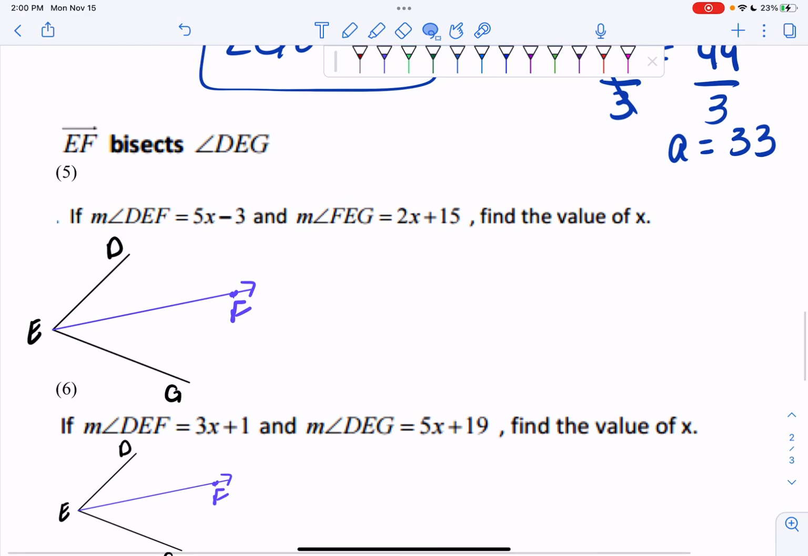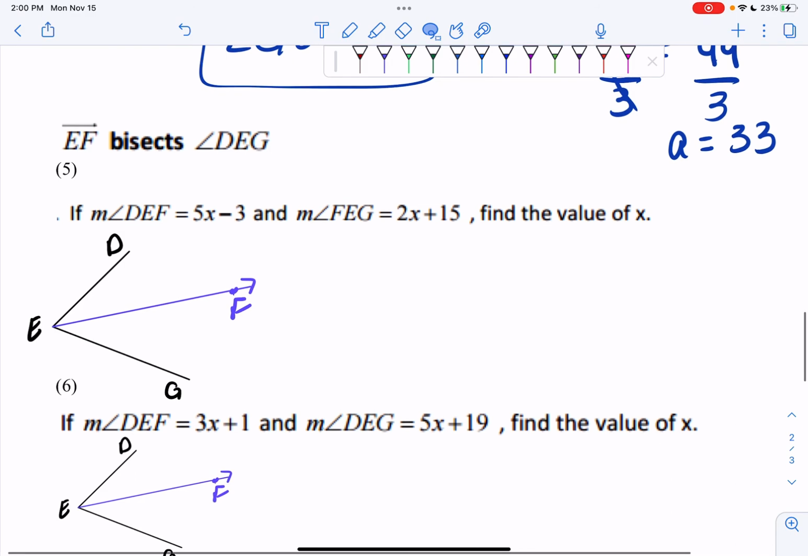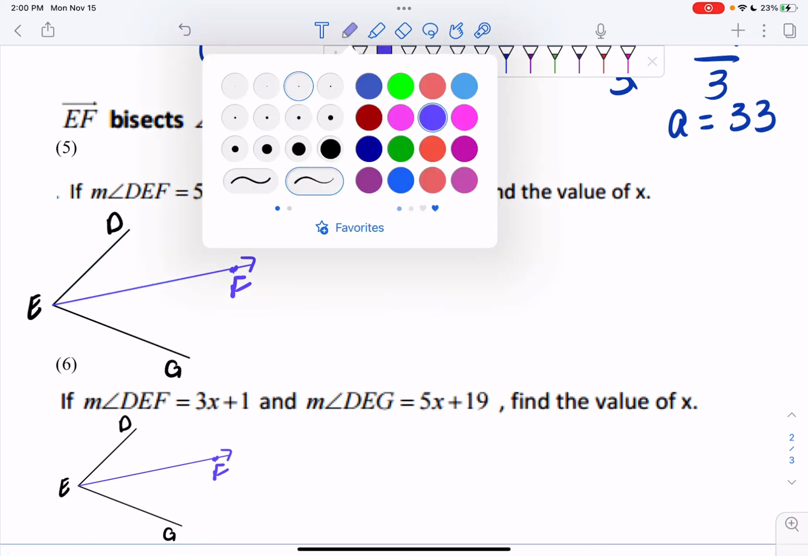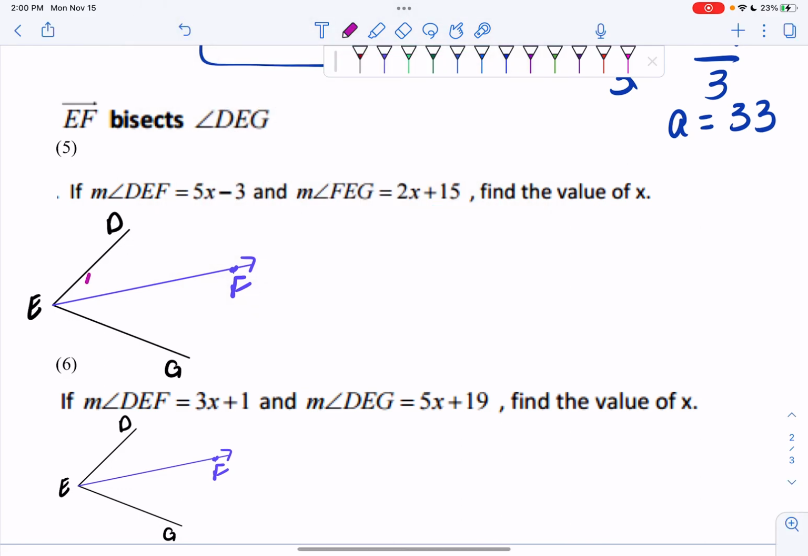So question number 5. If the measure of angle DEF is 5x minus 3, so I start at D, go to E, end at F, and the measure of angle FEG is 2x plus 15, so this angle right here, find the value of x. Well, since I have an angle bisector, I know that these two angles are congruent to each other. So I can just do 5x minus 3 equals 2x plus 15.